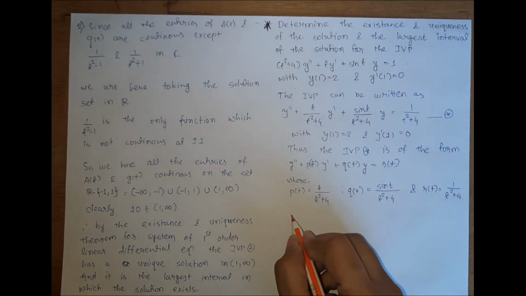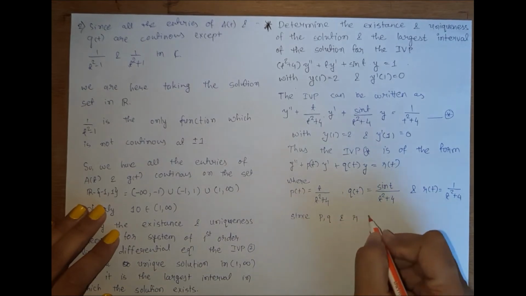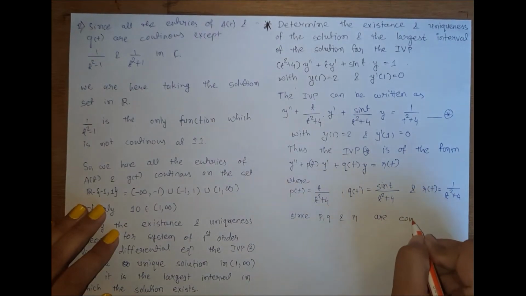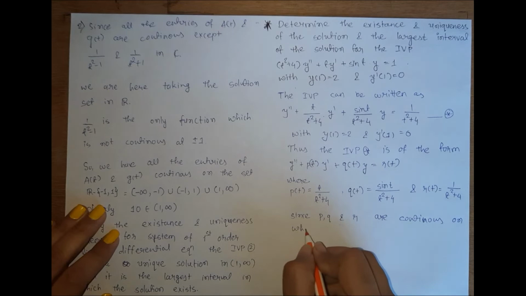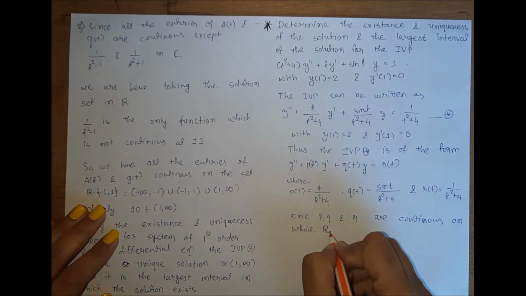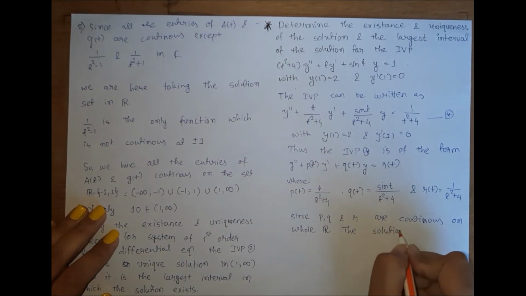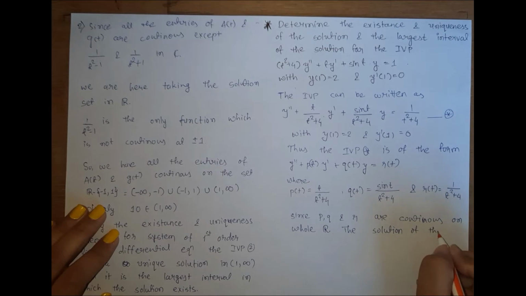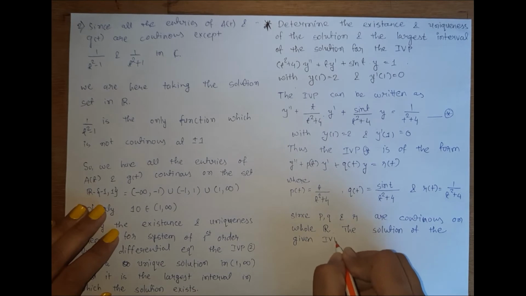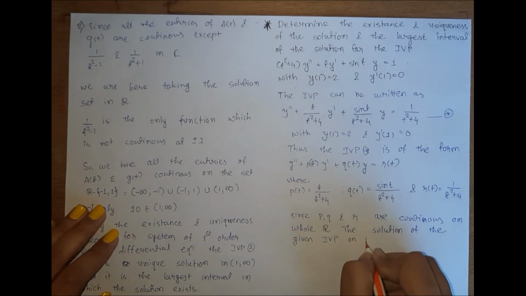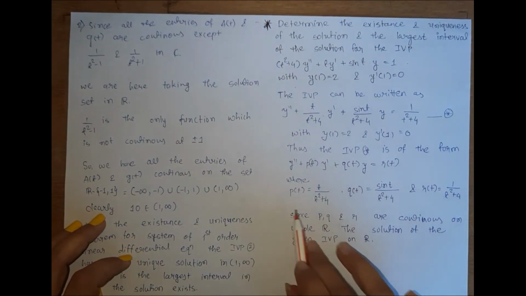Since p, q and r are continuous on whole R, the solution of the given initial problem is on R. એટલે આપણી પાસે p, q ને r આ ત્રણેય ફંક્શન છે એ R ઉપર ક્યાંય પણ ડિસકન્ટિન્યુઅસ નહીં થાય.